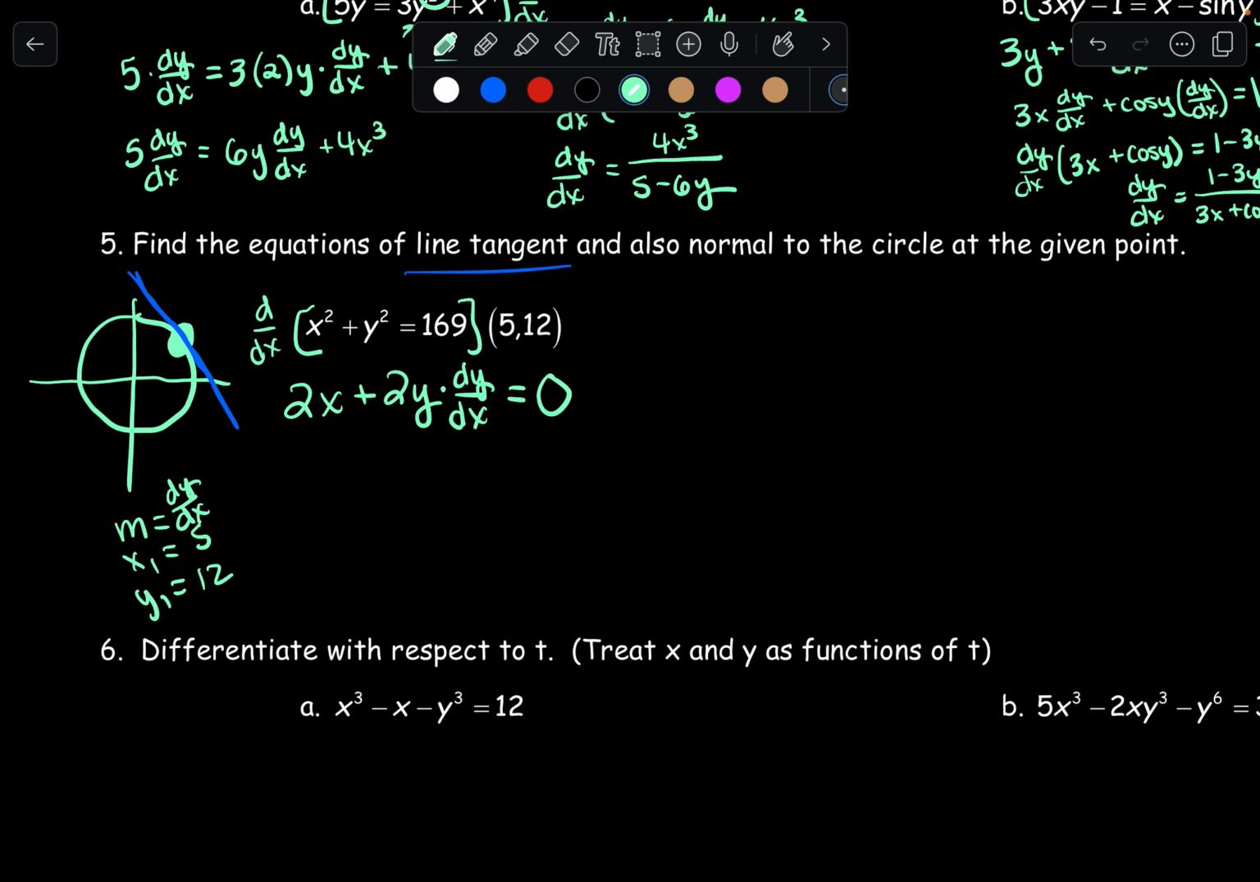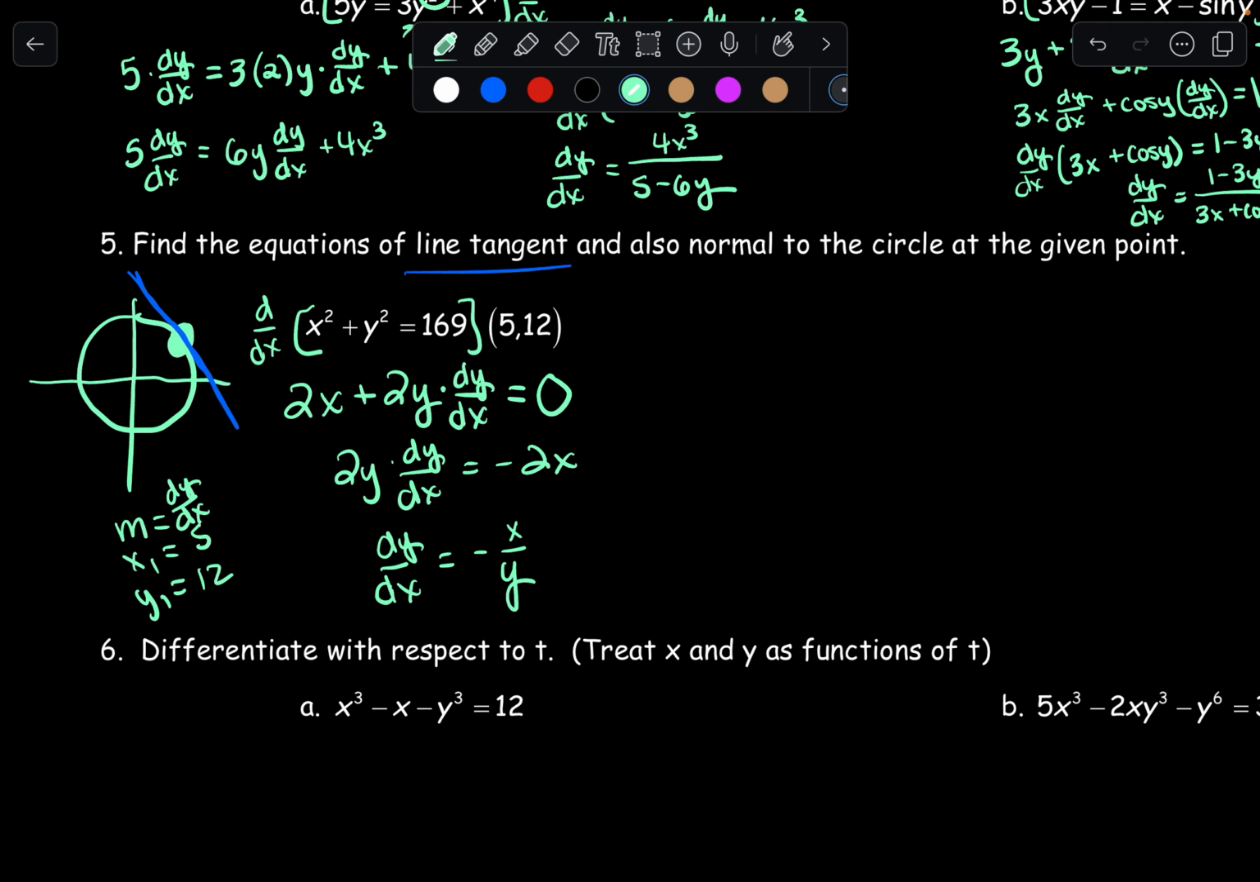So to get the slope for this tangent line equation, we need to isolate dy/dx. Okay? So we'll have 2y times dy/dx is equal to negative 2x. And it makes sense to see that negative because the blue line clearly is going down, so it has a negative slope, so that's good to see. Next, we'll divide by 2y. When we divide by 2y, we just end up with negative x over y. So that is our equation for the derivative of y with respect to x.